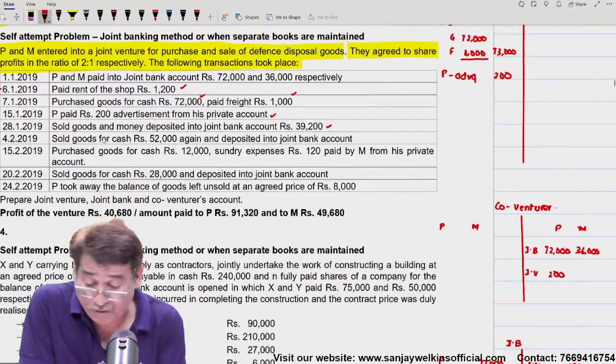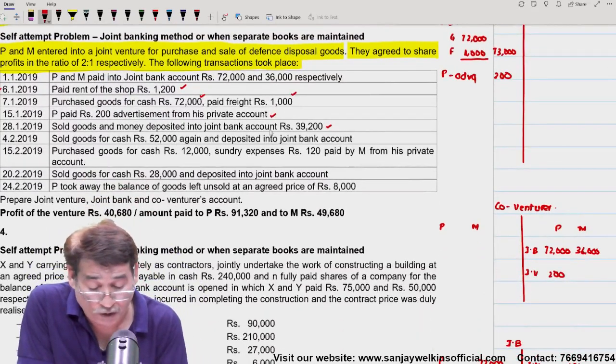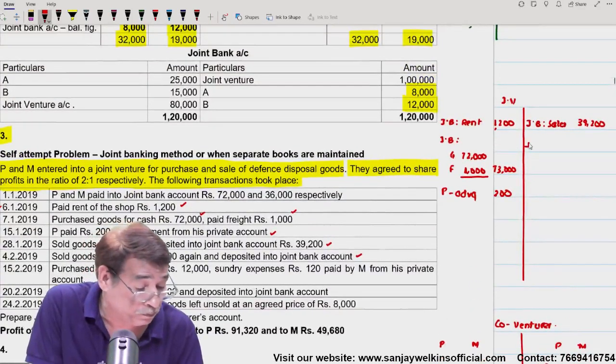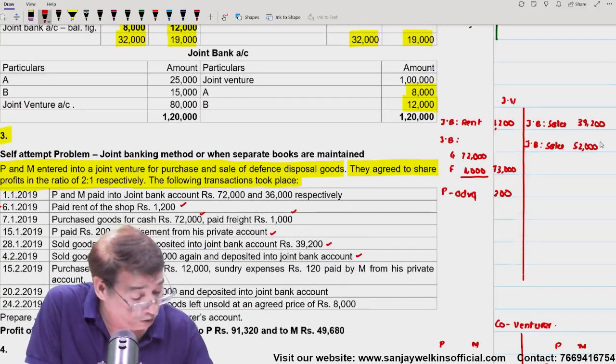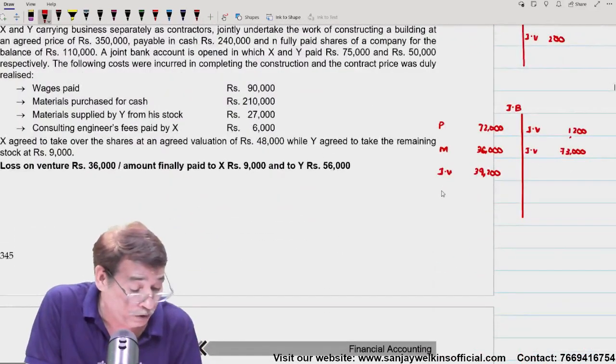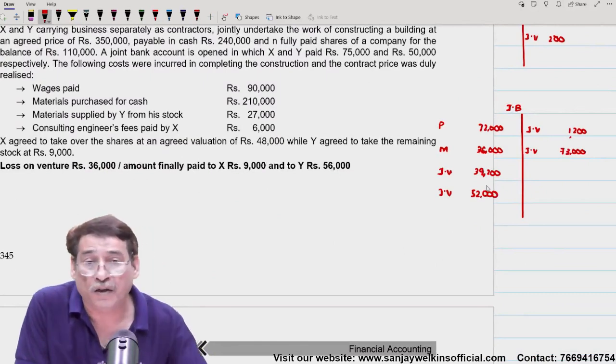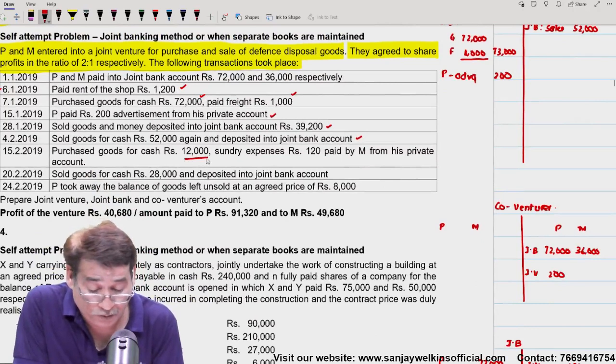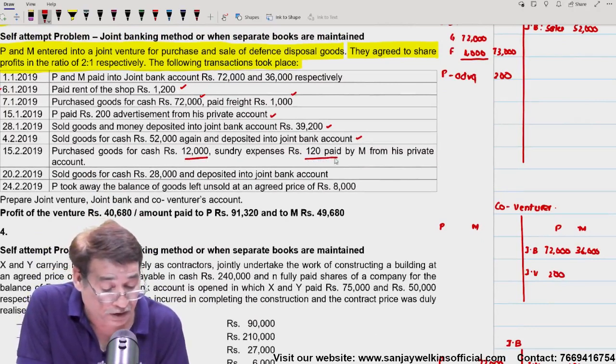The next line which is given to us is sold goods for cash again. So again I am going to write here by joint bank. Again we are going to write here by sales, and the amount will be 52,000. And on the debit side of joint bank, we are going to write to joint venture, that is 52,000, correct?